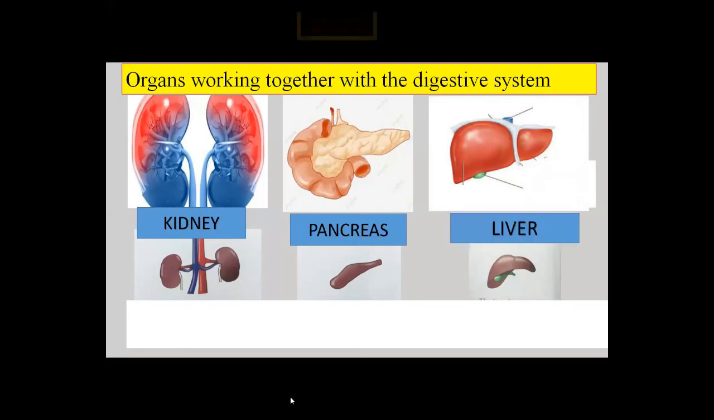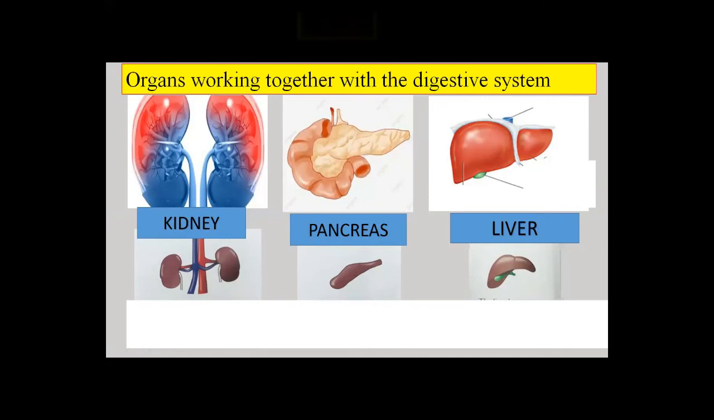Now the third organ is called the liver. The liver is a large reddish-brown gland located next to the stomach. Bile juice is produced by the liver and transported to the gallbladder, and the bile stored in the gallbladder is added to the food in the small intestine. So these are all the organs engaged in the digestive system and the process of digestion.